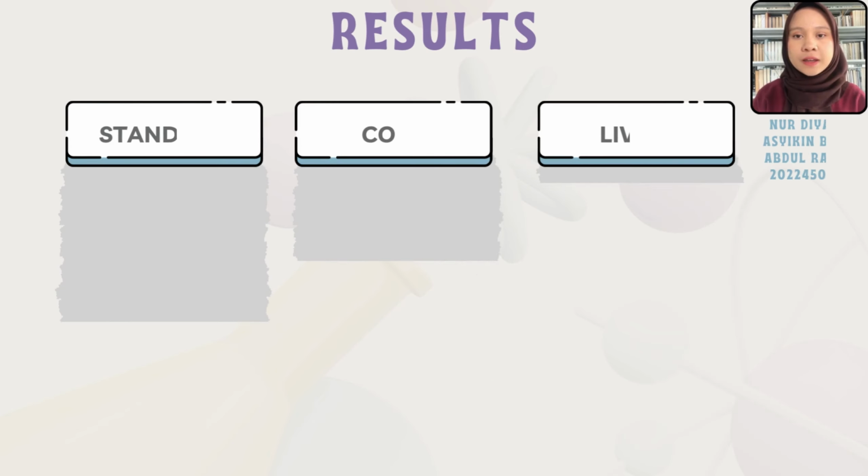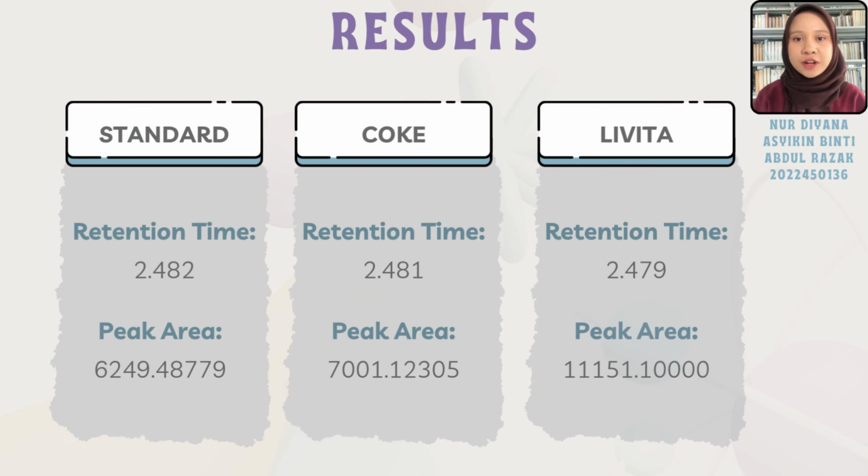Each peak on the chromatogram represents a specific compound, with the retention time indicating how long the compound took to travel through the column and the peak area corresponding to its concentration. Therefore, these are the results obtained from the HPLC analysis of caffeine in Standard, Coke, and Levita samples.